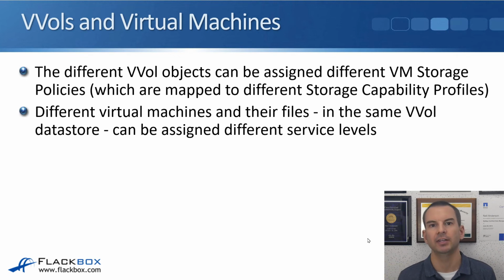So it's more granular when you use VVols than when you use traditional data stores. Different virtual machines and their files in the same VVol data store can be assigned different service levels. For example, maybe you deploy a virtual machine being used as a database server, and that database server has two different virtual disks, two different VMDK files. You could give one of the VMDK files, which is a VVol object, a high performance QoS policy. You could give the other one a lower performance QoS policy.